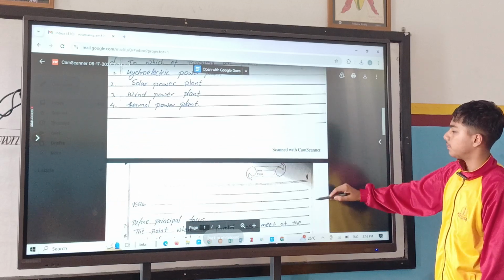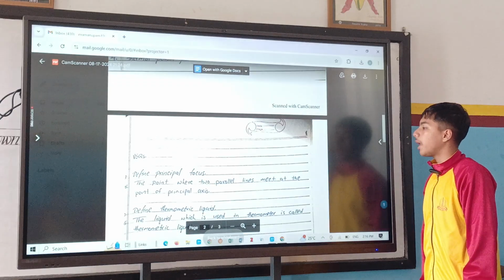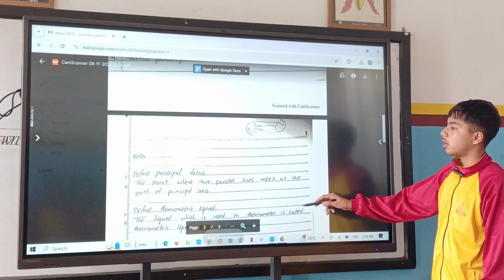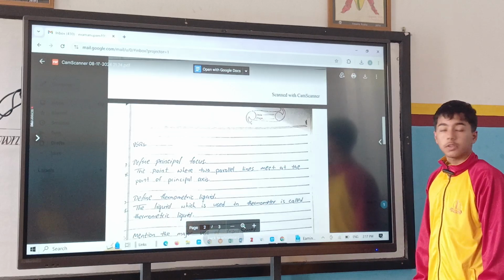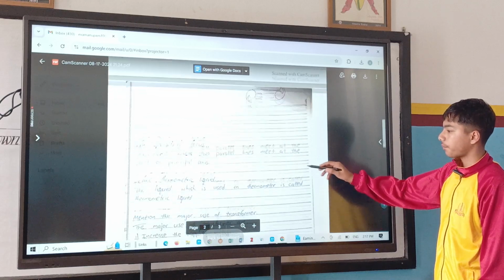In which of the following are fossil fuels used? Thermal power plant. Define principal focus. The point where two parallel lines meet at the point of the principal axis is called principal focus. Define thermometric liquid. The liquid which is used in a thermometer is called thermometric liquid.